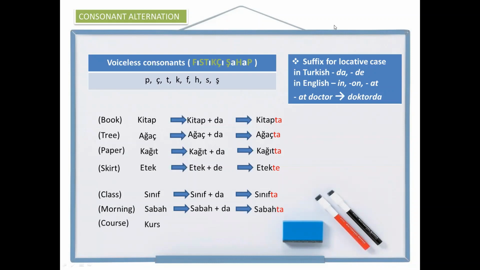And the next one is kurs, which means course. I want to say in the course, at the course, kursda. But the last consonant is a voiceless one, s. So the suffix changes and it becomes kursta. And the last one, kartuş, which means cartridge. I want to say in the cartridge, kartuşda. The last consonant is ş, which is a voiceless consonant. So the suffix changes and it becomes kartuşta.